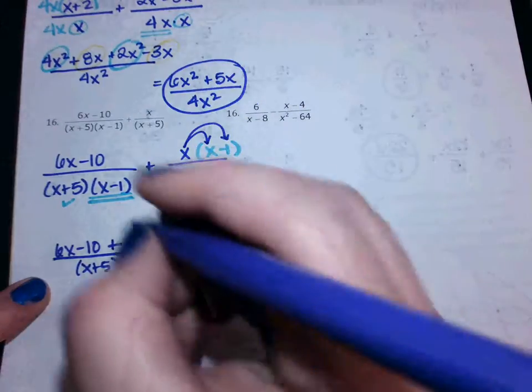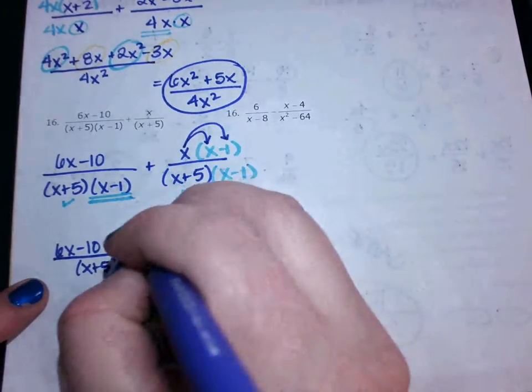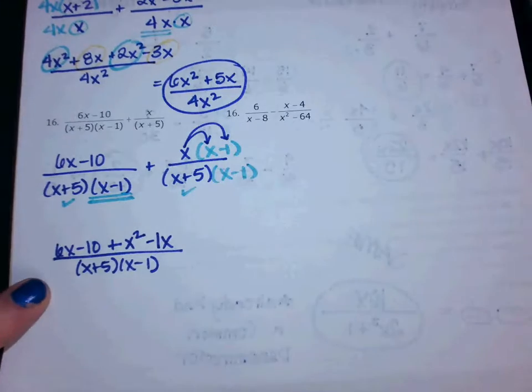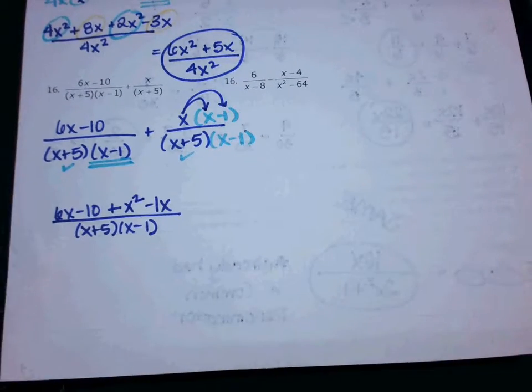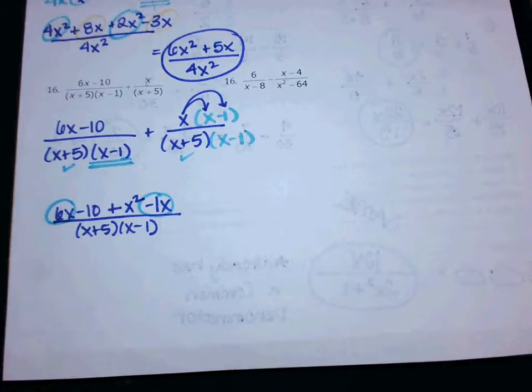So x times x is x squared. And then x times minus 1 is minus 1x. And then from there, you're looking for those like terms to see which ones can go together. Okay, are there any like terms on the top? There's one set. Which two? The 6x and the minus 1x. Very good.